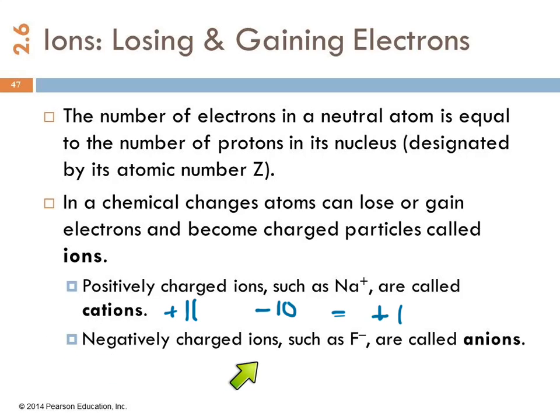Negatively charged ions are called anions. They're not onions. They're not a relative of onions. They're anions. So they're negative. It would be things like fluoride.